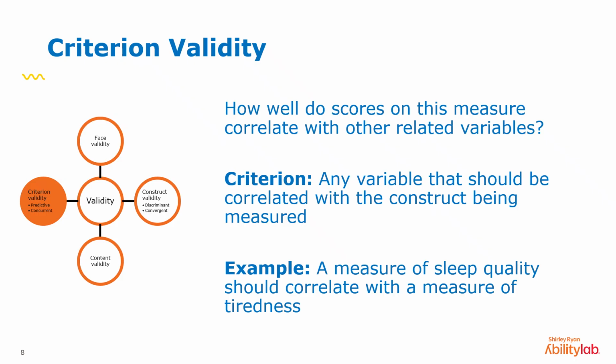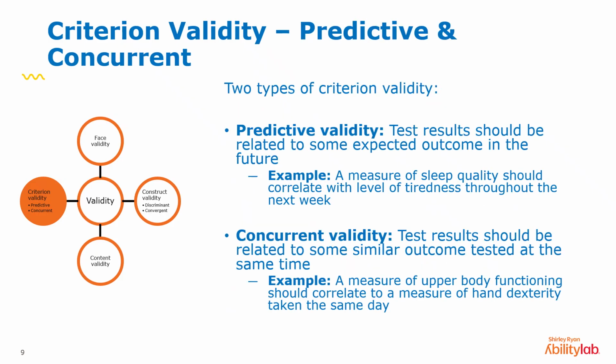The Pittsburgh Sleep Quality Index, or PSQI, demonstrates criterion validity if its scores correlate strongly with objective sleep data from polysomnography. If individuals who report poor sleep quality on the PSQI also demonstrate disrupted sleep patterns on polysomnography, this supports criterion validity. Criterion validity includes two subsets of this concept: predictive validity and concurrent validity.